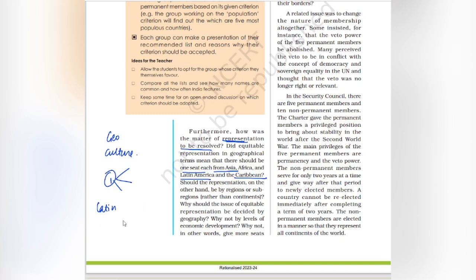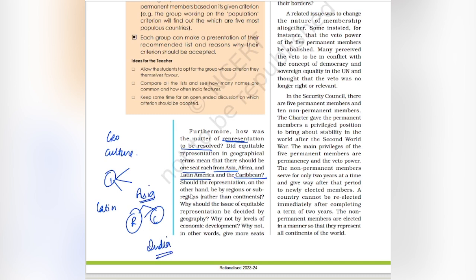And let's say if you are talking about Asia, from Asia we already have Russia and China. Russia and China, so there are already two members from Asia. What about other big countries like India, right? So you need to clarify all these points as well, right?